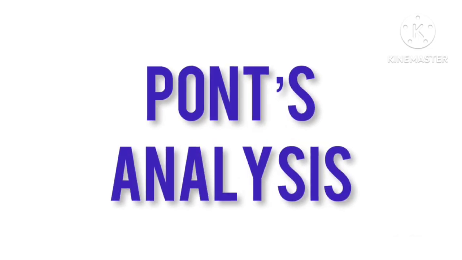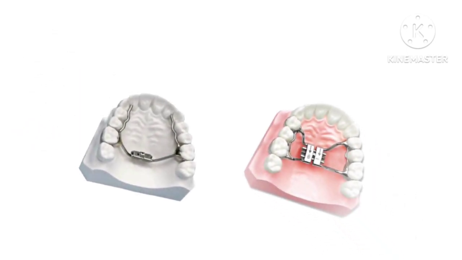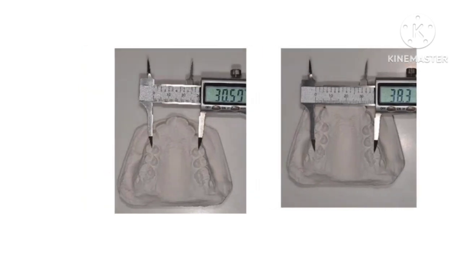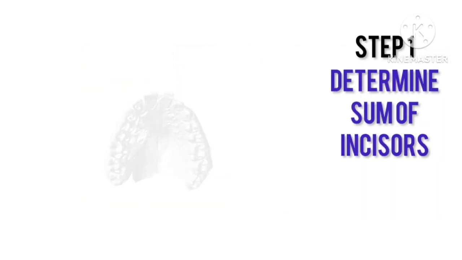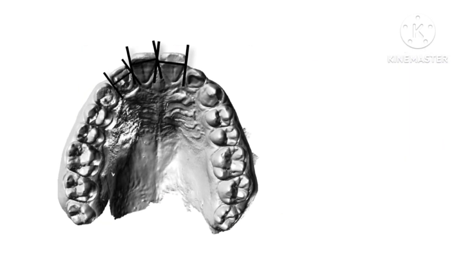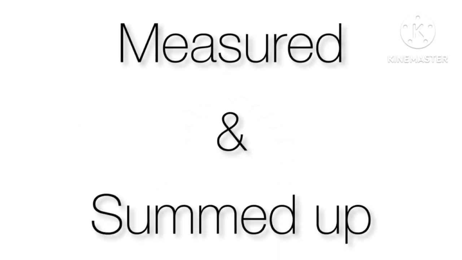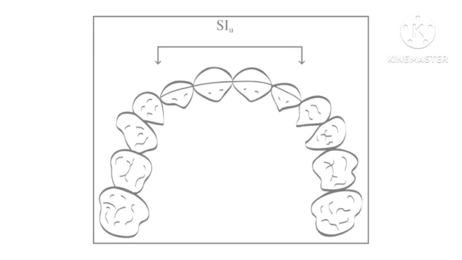In this video, we'll be talking about the Pons analysis. The Pons analysis deals with determination of whether expansion is possible in the premolar and the molar regions. In the first step, we determine the sum of the incisors. The mesiodistal width of the 4 maxillary incisors is measured and summed up. This is called our sum of incisors.